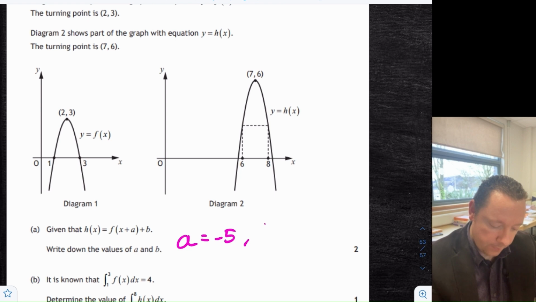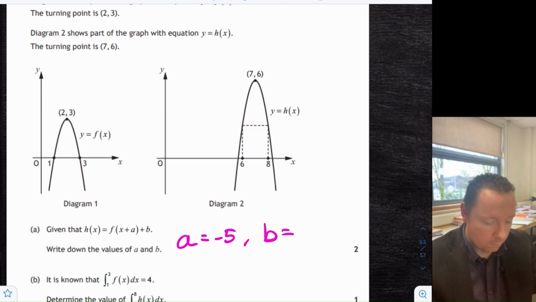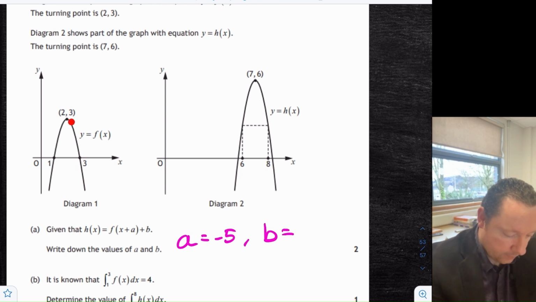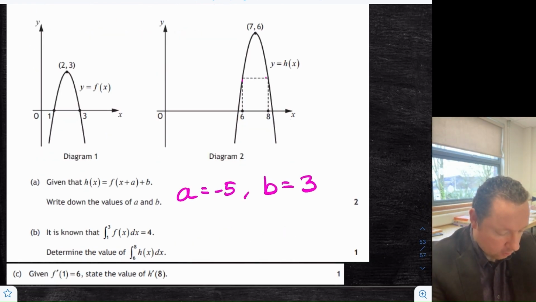And then our b, well, plus b on the end means the whole thing's moved up by some number. We started at 3 and we've ended up at 6. 3 plus 3 is 6. So b is simply the number 3. And we're done there. So part B says it is known that the integral between 1 and 3 of f of x is 4.